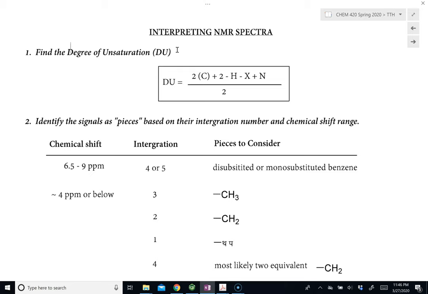The first step is to find the degree of unsaturation. This is also known as the double bond equivalent. The equation to calculate the degree of unsaturation is as follows: 2 times the number of carbons plus 2, minus the number of hydrogens, minus the number of halogens, plus the number of nitrogens, and divided by 2. We should always come up with a whole number when we solve for the degree of unsaturation. If we end up with a decimal number, then that means we have not done this calculation correctly.